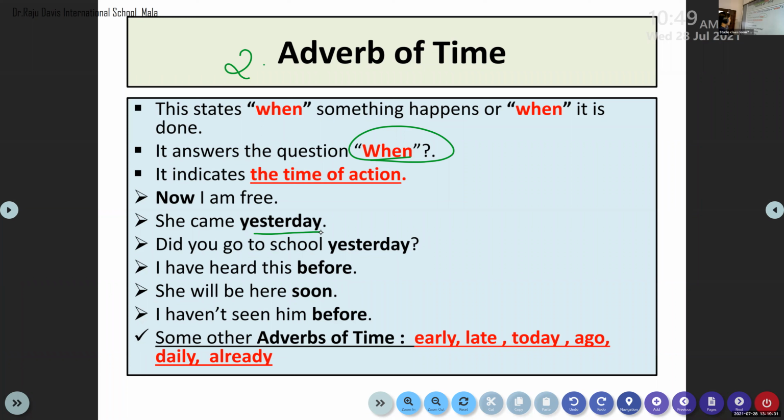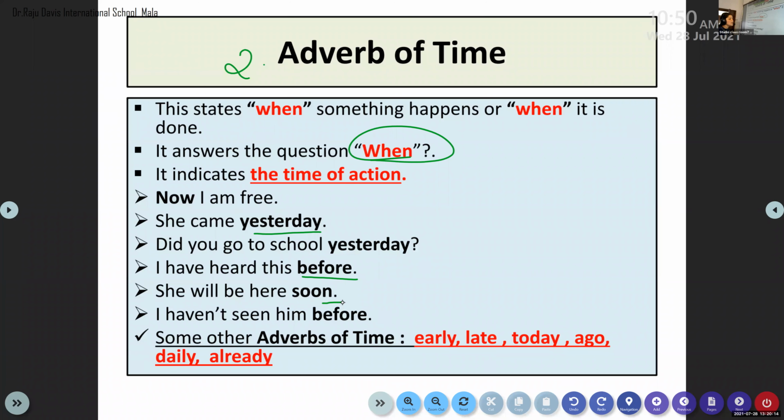Now, I have heard this before. There is an indication of time. Ask the question when. Before. You heard it before, right? It shows the time when that particular person has heard something. Next: she will be here soon. Indication of time. If the question is when, what will be your answer? When will she come here? Soon, very soon. So soon is an example for adverb of time.